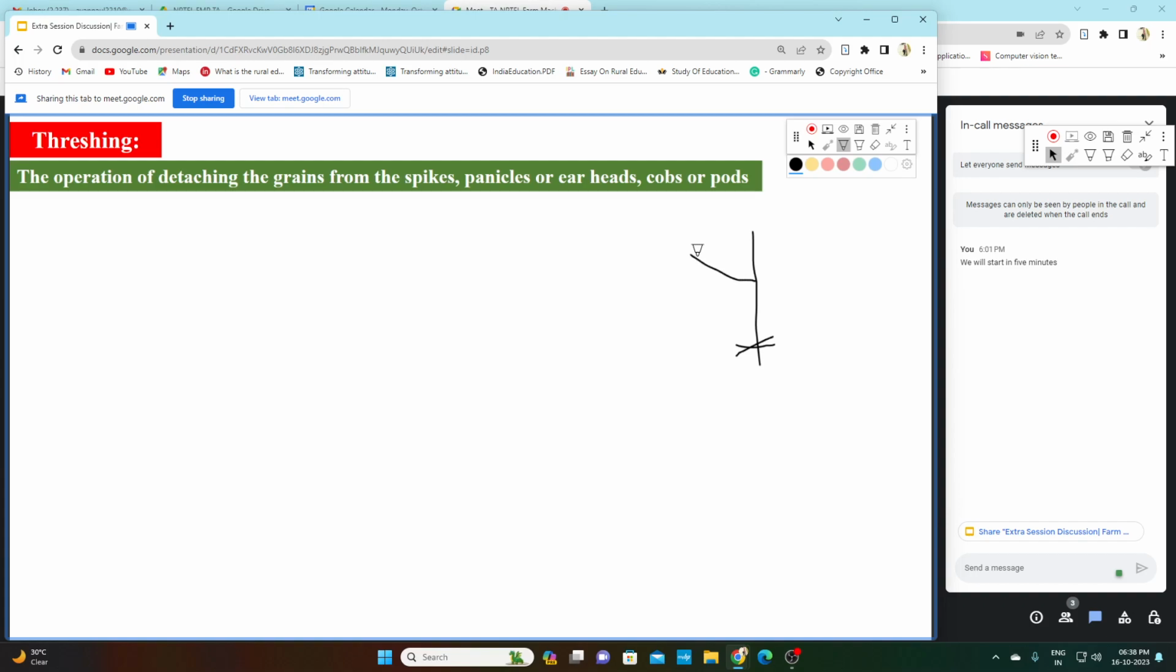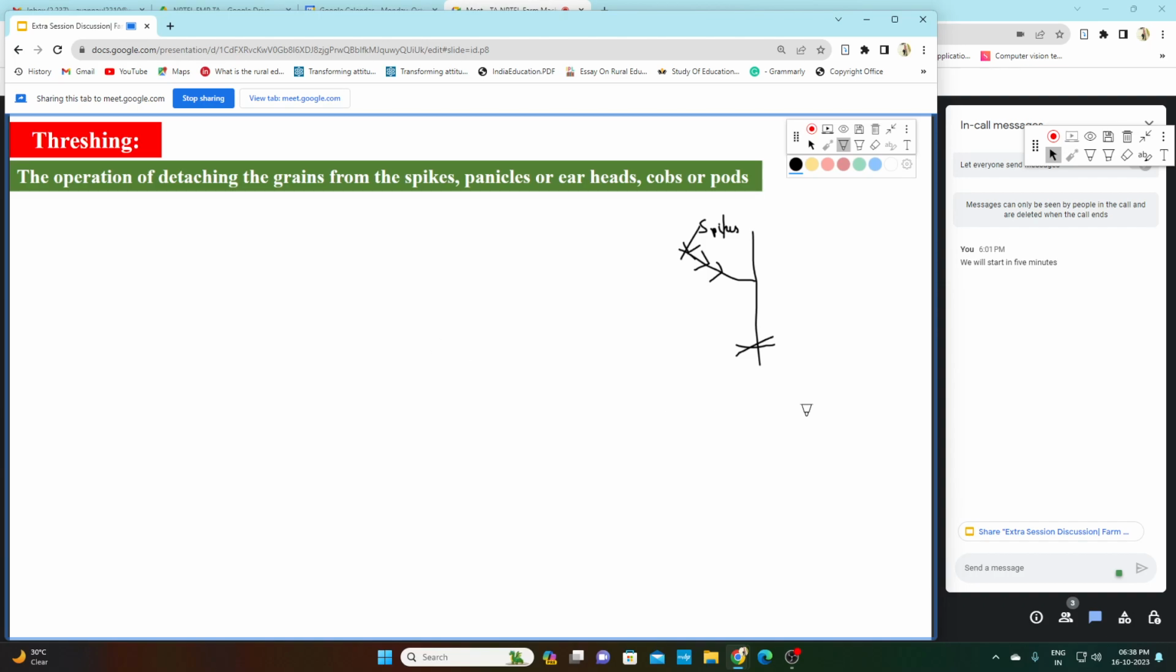But what we are not doing is the separation of the seeds or grain from the spikes. Okay, these are the spikes. This you can say are your spikes. So that we are not doing during the harvesting operation. So we have to add one more operation apart from harvesting, that is threshing. So threshing, again I am repeating the definition.